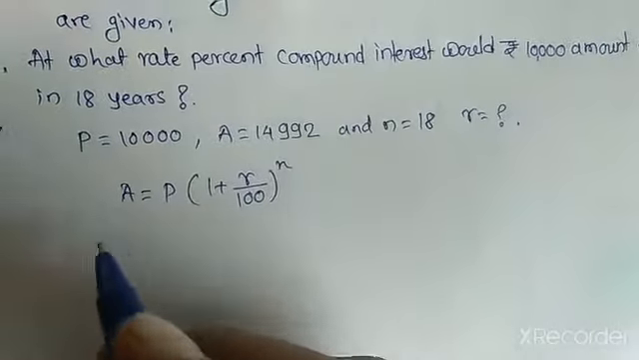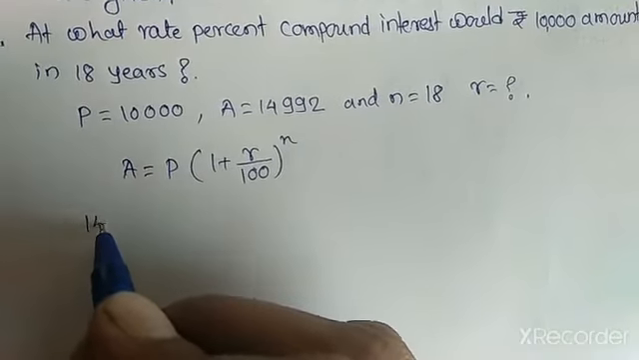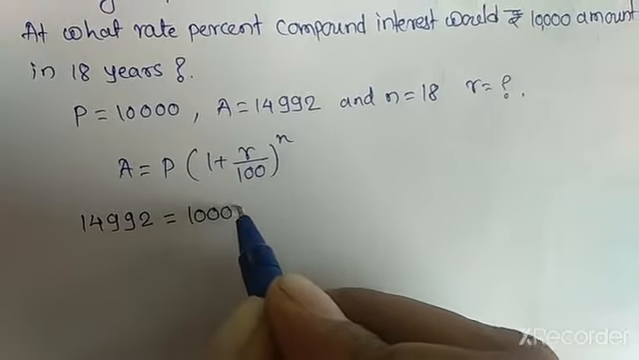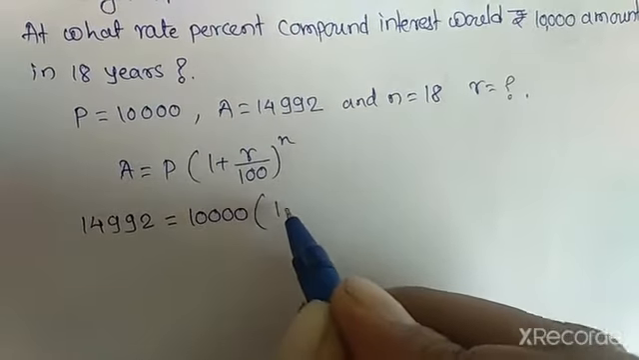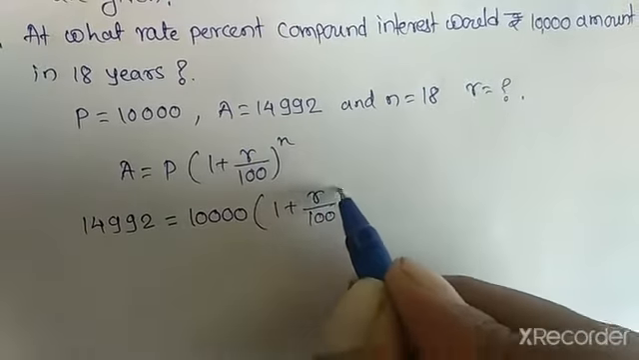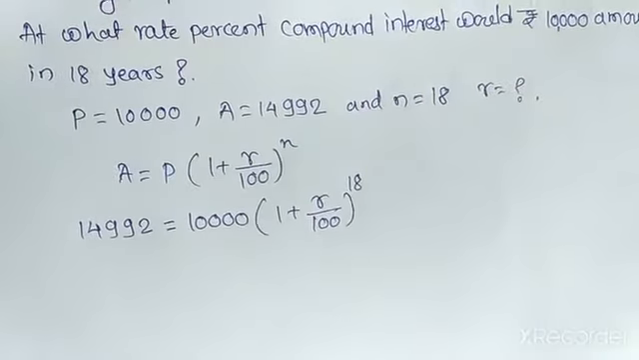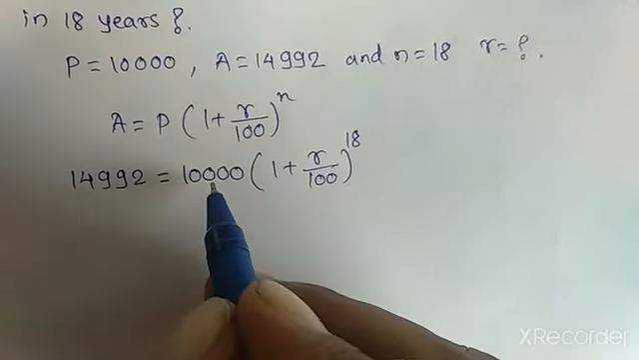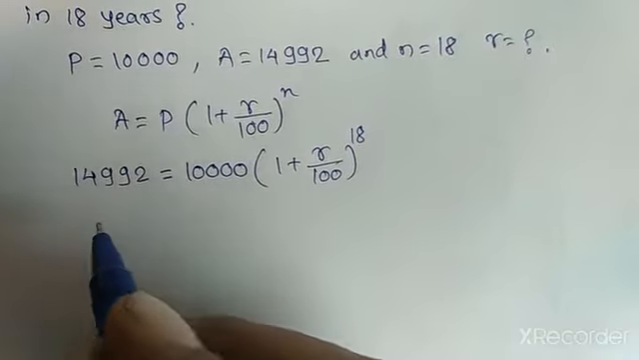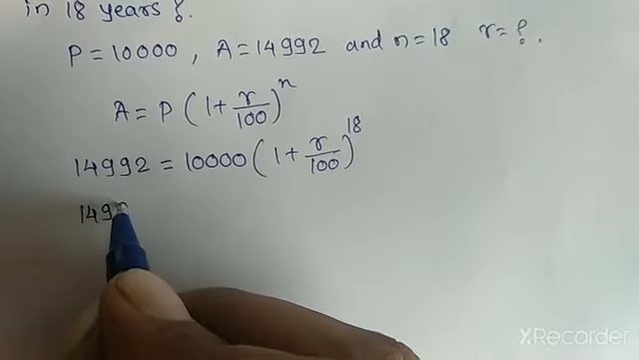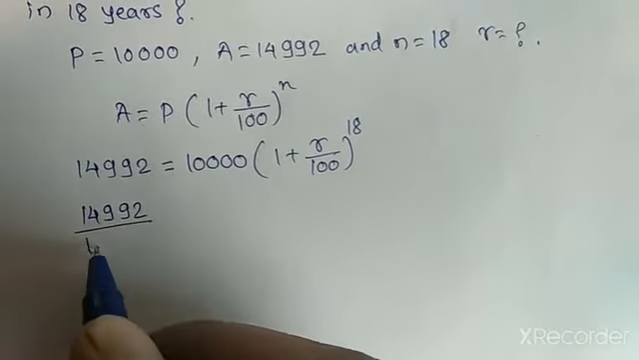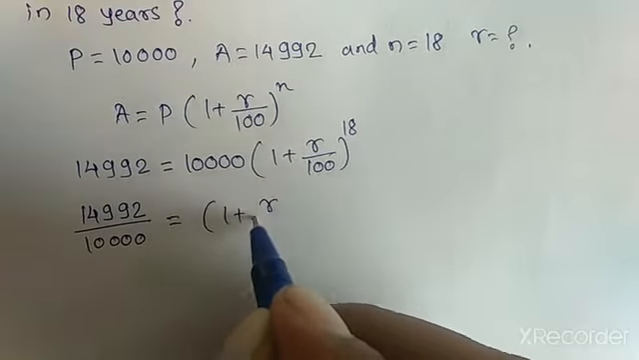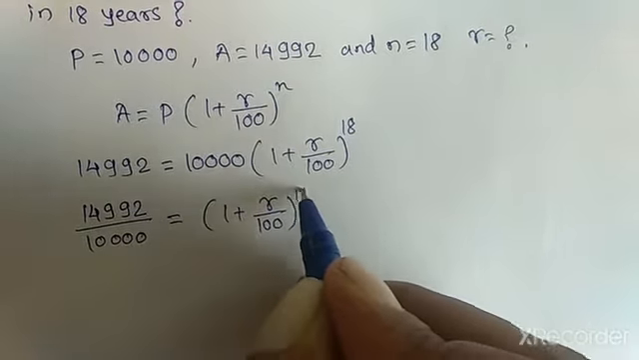Okay, so put the values. Here it will be 14,992 is equal to 10,000 into bracket 1 plus R upon 100 raised to 18. Okay, which will give, here it is multiplied, so on the left it will be divided, so 14,992 divided by 10,000 is equal to (1 plus R upon 100) raised to 18.